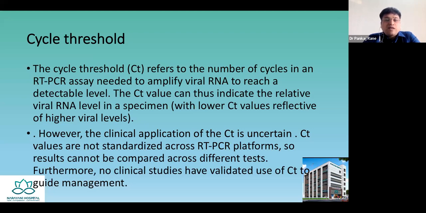एक तर पहिले CT values are not standardized across different RT-PCR platforms, so results cannot be compared across different tests. आणि स्टडीज अशा प्रूव्ह नाही केल्या की सिटी व्हॅल्यू 11 आहे आणि तो पेशंटने खूप पुअर परफॉर्म केलं, किंवा सिटी व्हॅल्यू 30 आहे and that patient has performed well. So these studies have not concluded to the evidence that CT value low means patient has got severe illness.